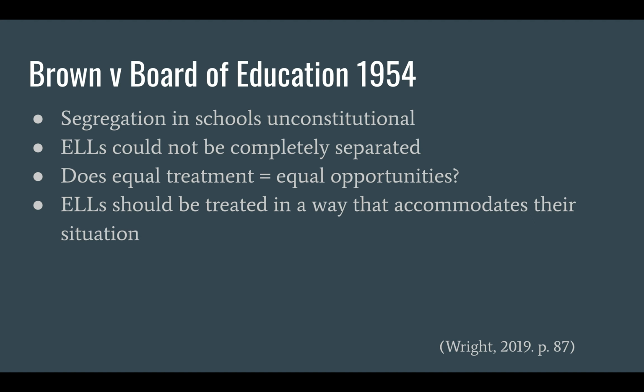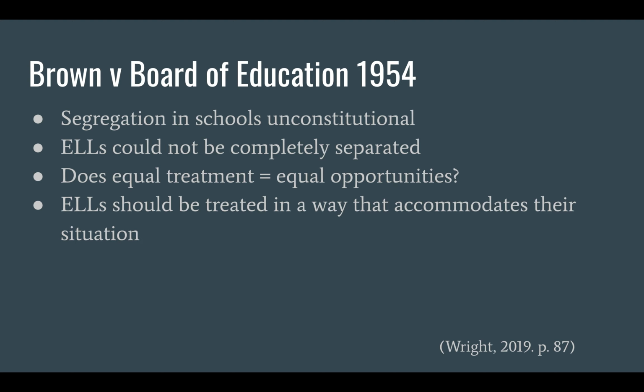First, I have the Brown versus Board of Education case that happened in 1954. So in this case, the ruling passed that segregation in schools was unconstitutional. This case helped establish the separate but equal precedent that defined the preceding years in the education system.